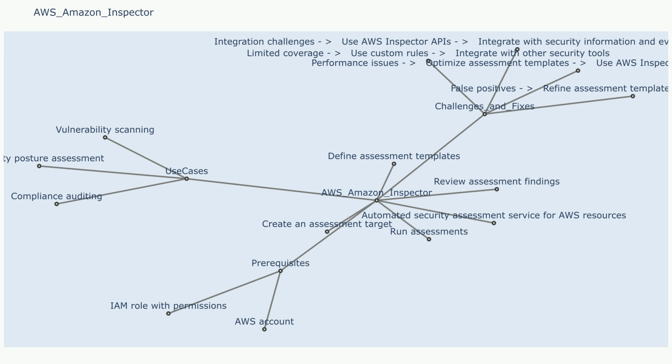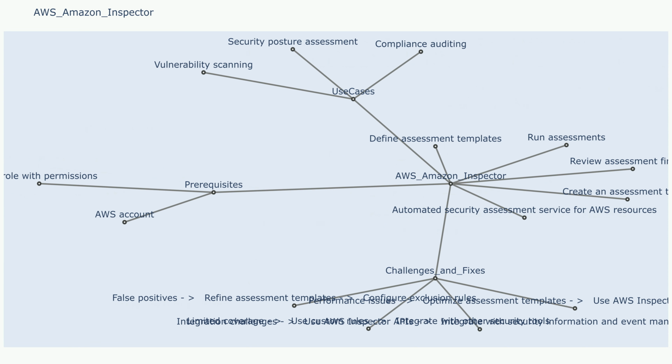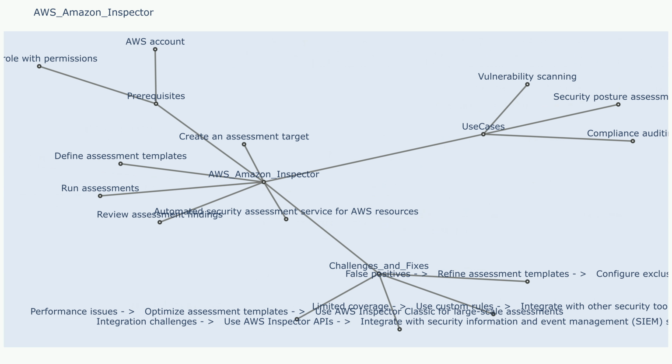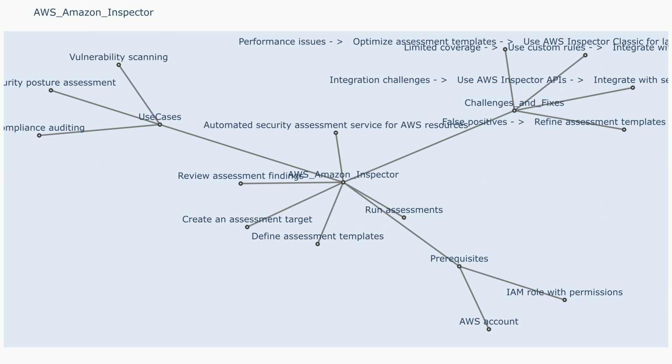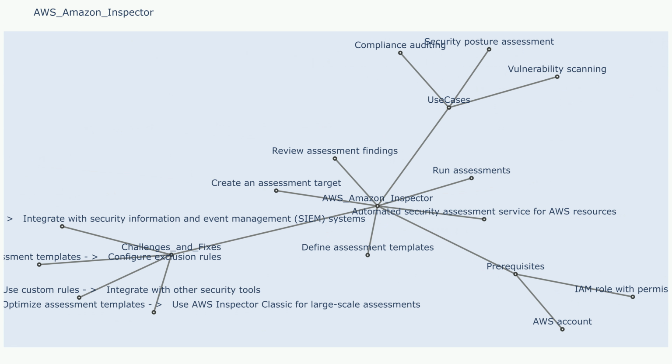AWS Amazon Inspector. Description: Automated Security Assessment Service for AWS resources. It analyzes your AWS resources for security vulnerabilities and compliance deviations, providing insights into your security posture. Prerequisites: AWS account. Enroll with permissions to access AWS Inspector and the resources you want to assess.